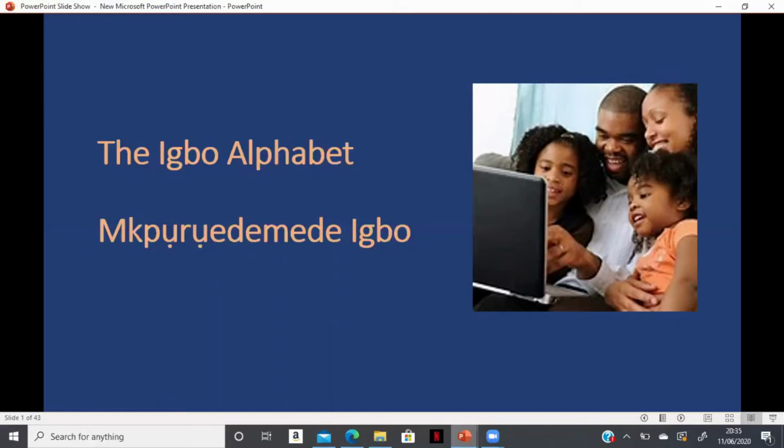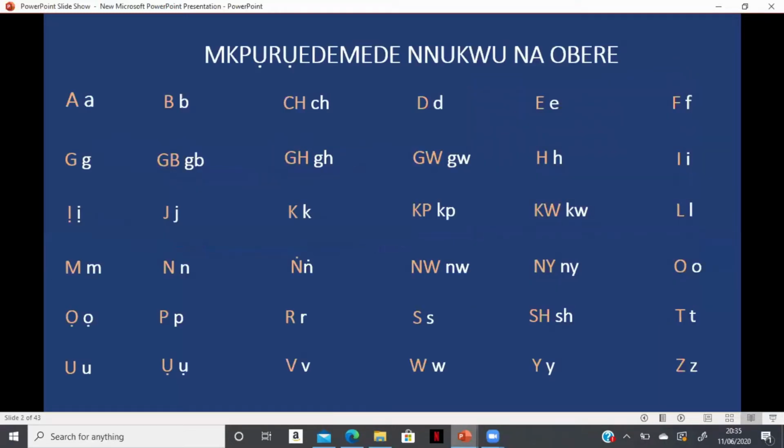Ready? Okay. The Igbo alphabet. This is called in Igbo, Mkpụrụedemede Igbo or ABD Igbo. The Igbo alphabets are 36 in number. 36 means in Igbo, iri atọ na isii. And here we have all the Igbo alphabets written in capital letters and small letters.